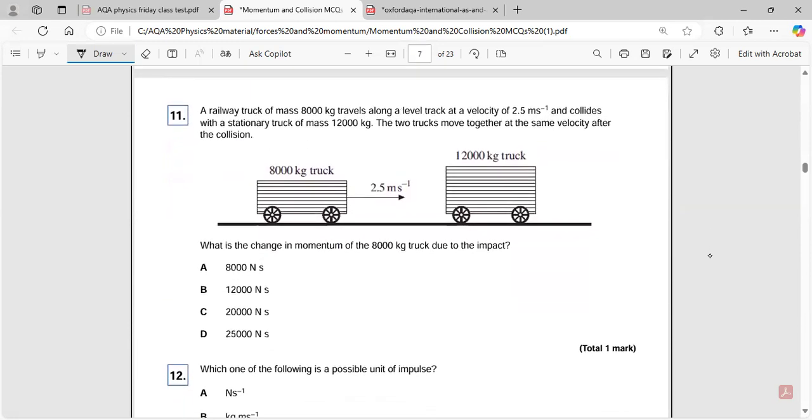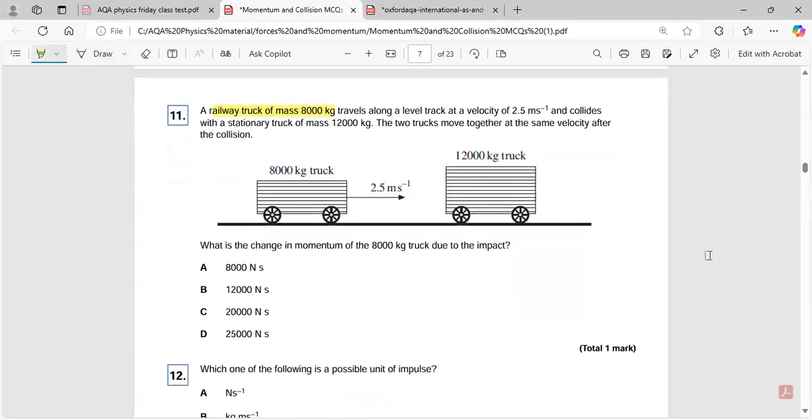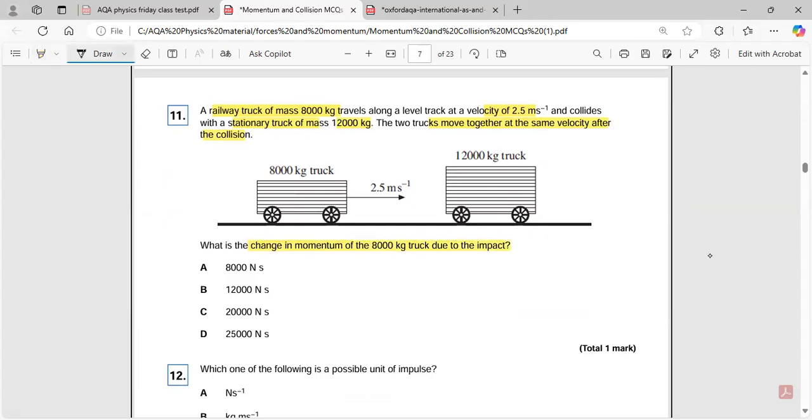Question number 11. A rail truck of mass 8,000 kg travels along a level track at velocity of 2.5 and collides with a stationary truck of mass 12,000. The two trucks move together at the same velocity after the collision. You have to find what is the change in momentum of the 8,000 truck due to collision.